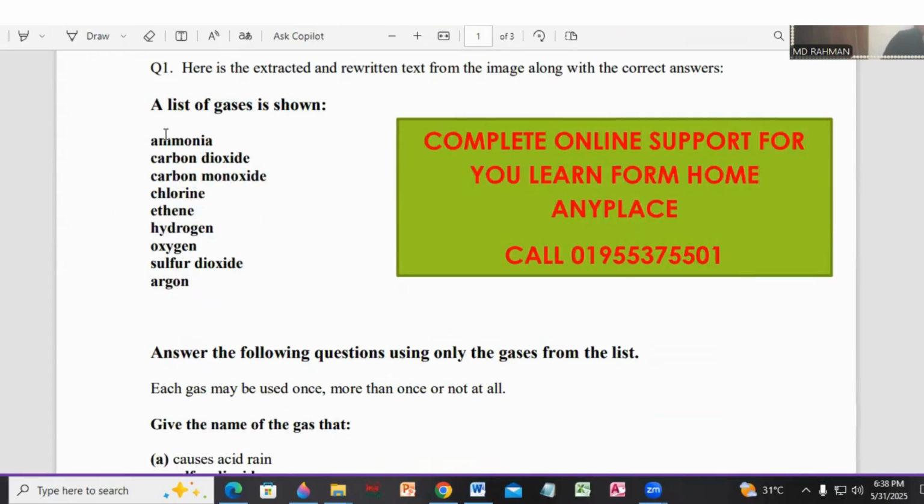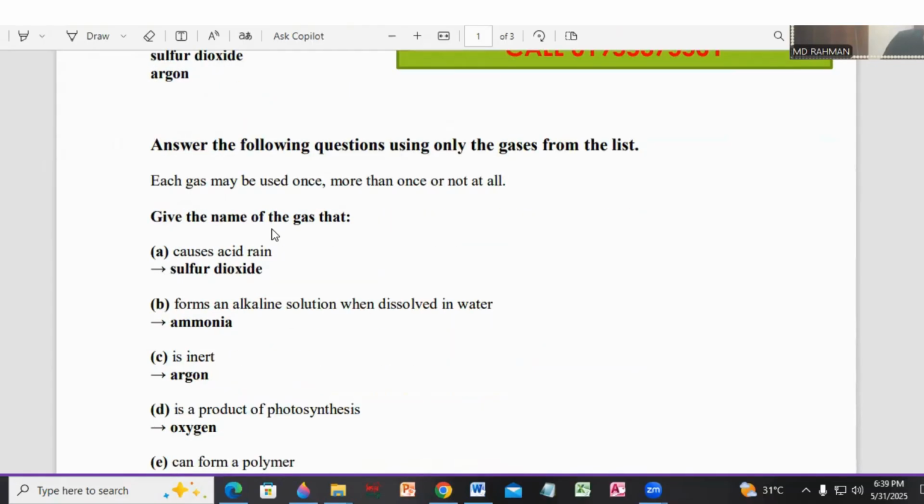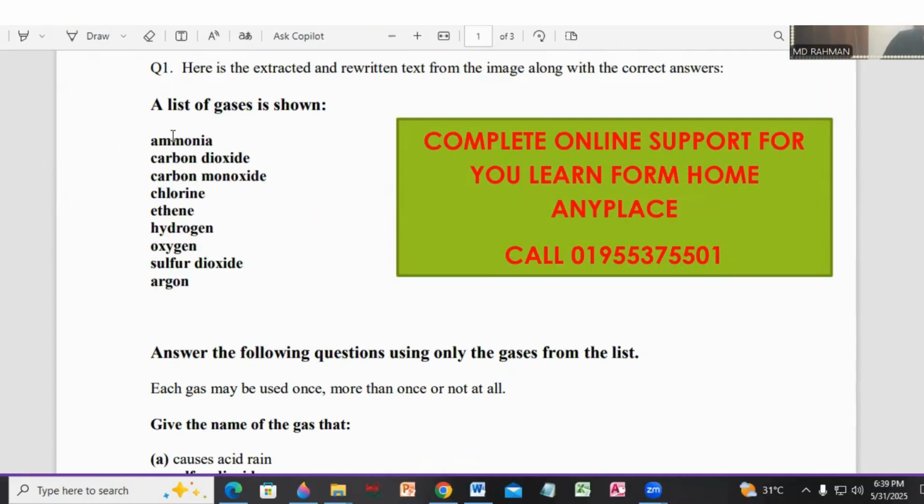You can see here a list of gases is given: ammonia, carbon dioxide, carbon monoxide, chlorine, ethane, hydrogen, oxygen, sulfur dioxide, argon. Now the question is that each gas may be used once, more than once, or not at all. The question is telling you that you can use this gas only one time, or multiple times, or you may not use any one of the gases.